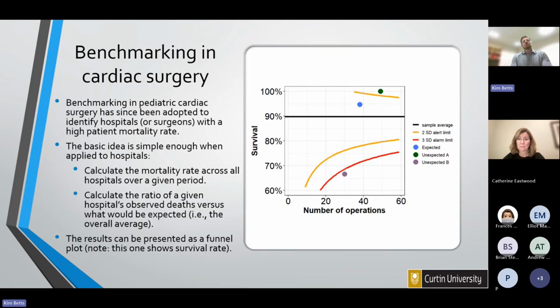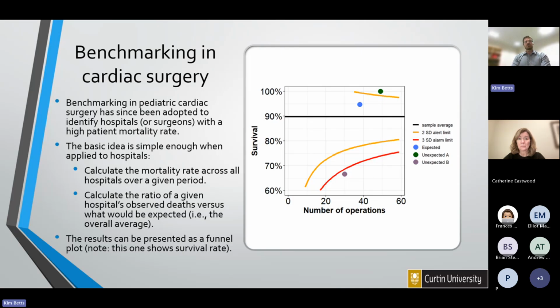So most people are introduced to funnel plots through meta-analyses these days, but in statistical process control, they're very common. So they're just a scatter plot where you have the number of operations from the hospital or the surgeon on the x-axis. You have the mortality or the survival rate on the y-axis. Survival is preferred, just for obvious reasons. And then we have the survival by hospital as the dot points, and then this is referenced against the overall sample average, which is the black horizontal line in this plot.